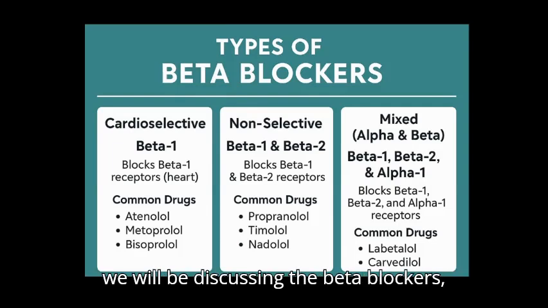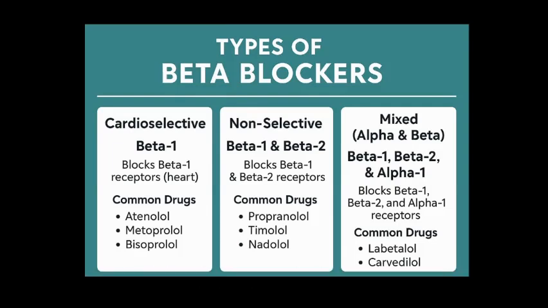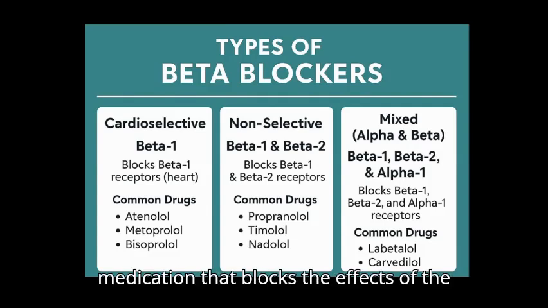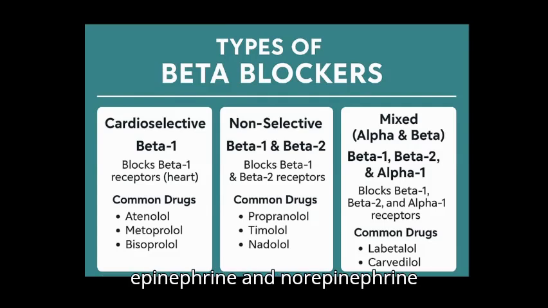Today we'll be discussing the beta blockers: the types, mechanisms, uses, and contraindications. The beta blockers are a class of medication that blocks the effects of epinephrine and norepinephrine on the beta adrenergic receptors, which are majorly found in the heart, lungs, kidney, uterus, and blood vessels.